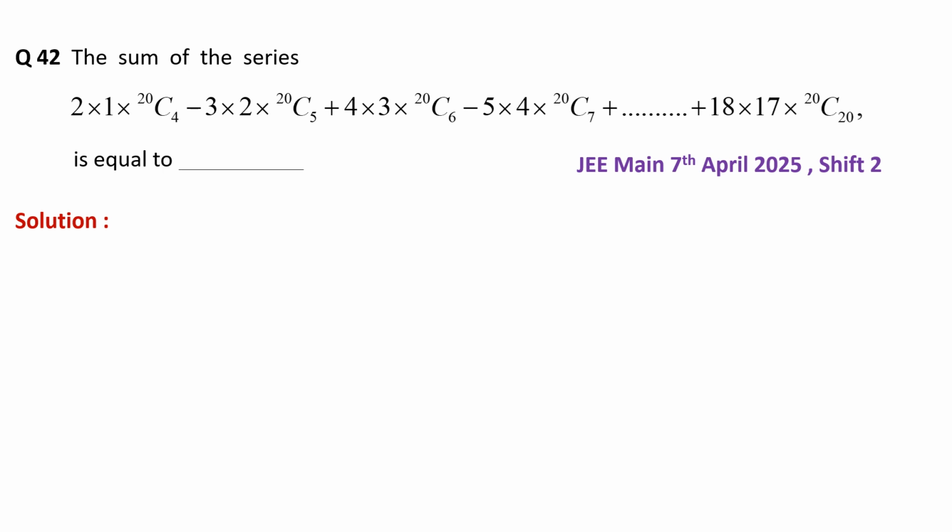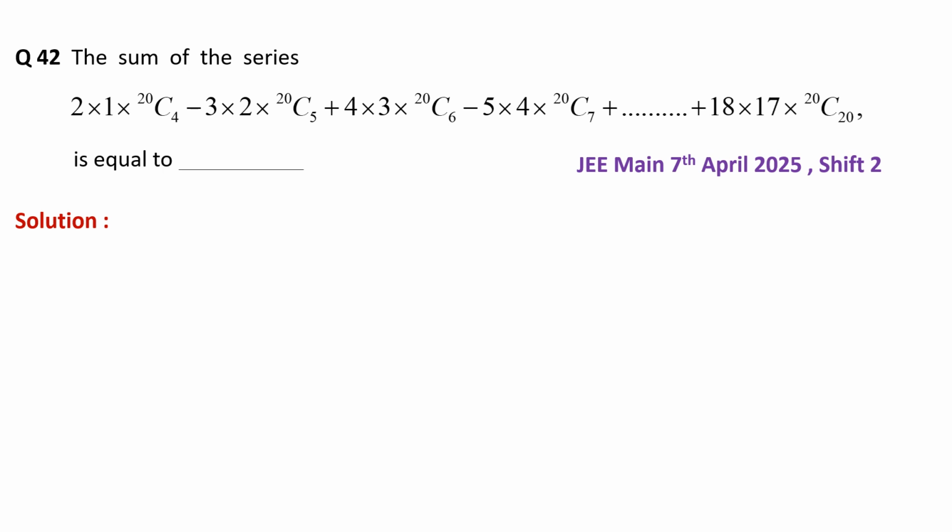It says: the sum of the series 2 into 1 into 20C4 minus 3 into 2 into 20C5 plus 4 into 3 into 20C6 minus 5 into 4 into 20C7 plus and so on till plus 18 into 17 into 20C20 is equal to. Now students, you can solve this question by using two different methods.